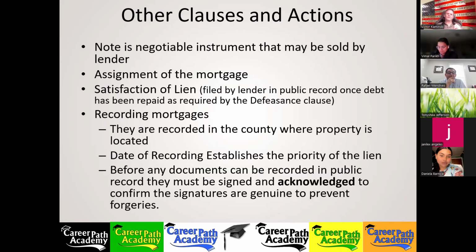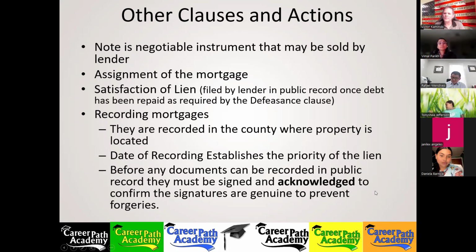The lenders recorded their liens in the public records in the county where your property is located. The date of recording establishes the priority of the lien. And before any documents can be recorded in the public records, they first need to be acknowledged.